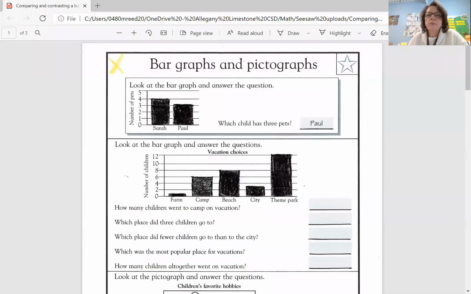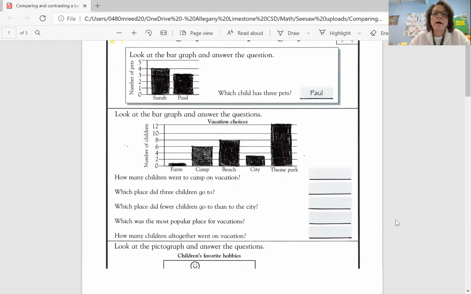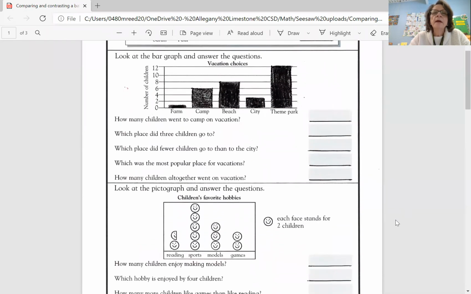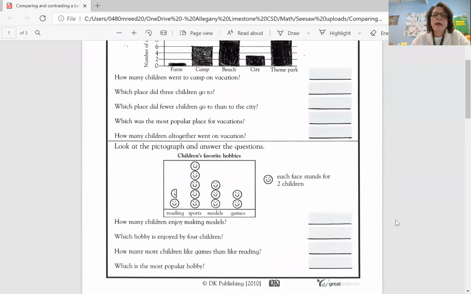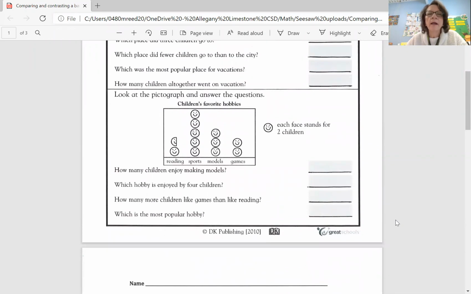So we're going to get started, and I'm going to go ahead and share my screen with you. And we're going to revisit these two graphs that we did in yesterday's or 2 days ago graphing lesson. So we've already answered the questions, and you can see here that we have a bar graph on the top that shows us information about vacation choices. And then we have a pictograph on the bottom that shows children's favorite hobbies.